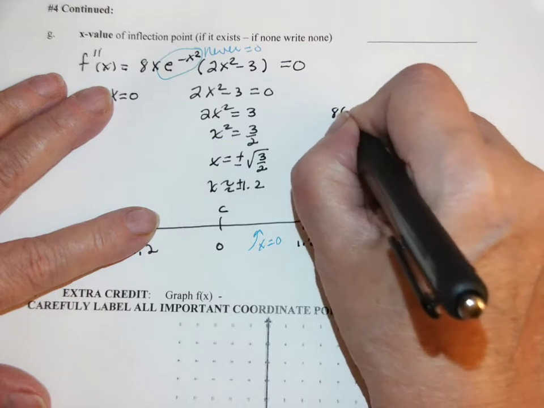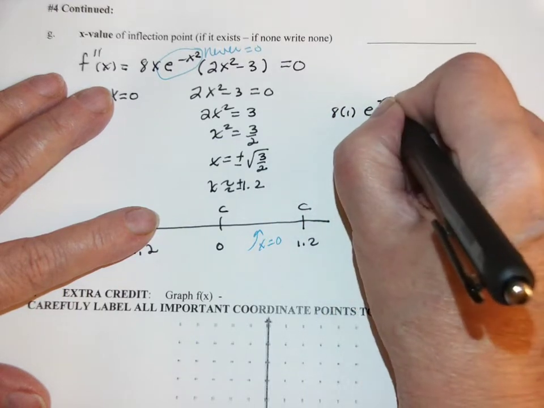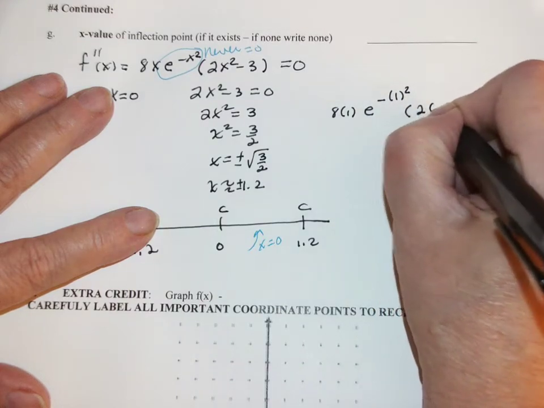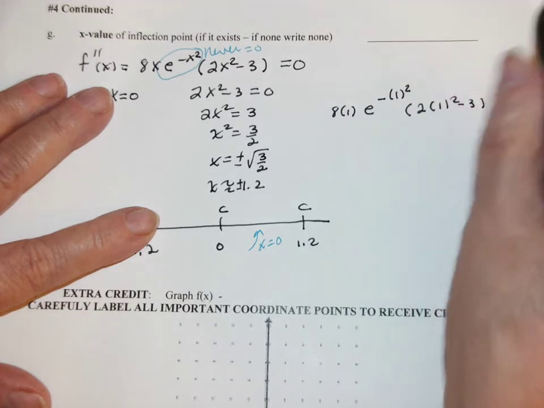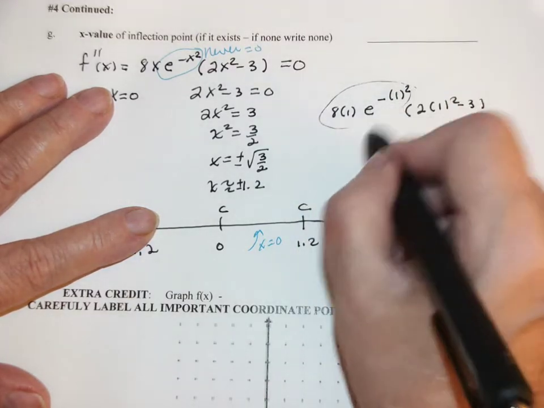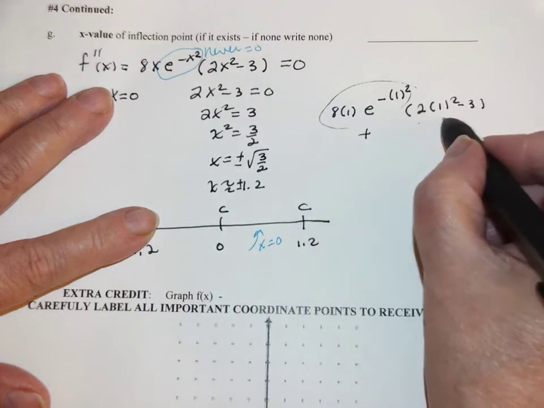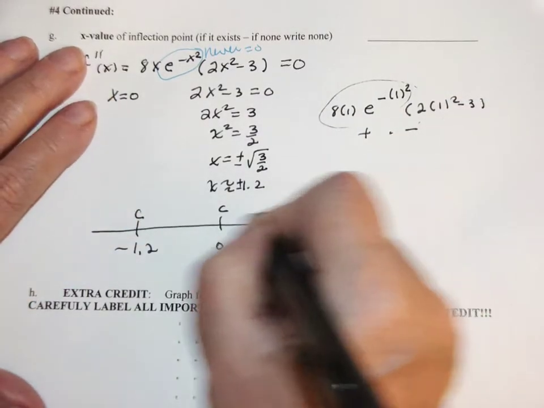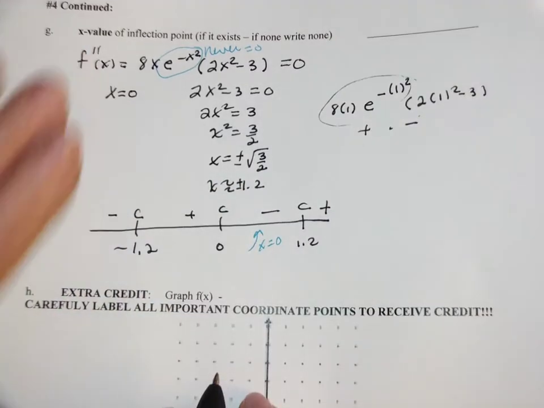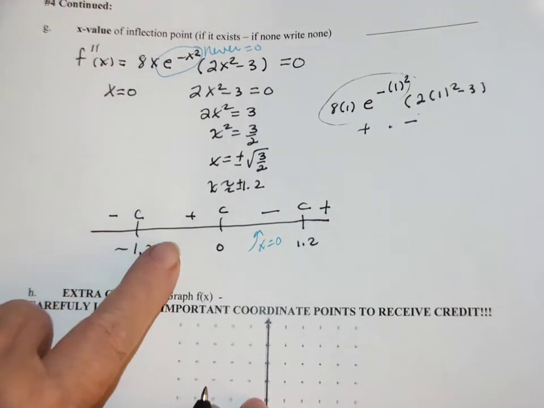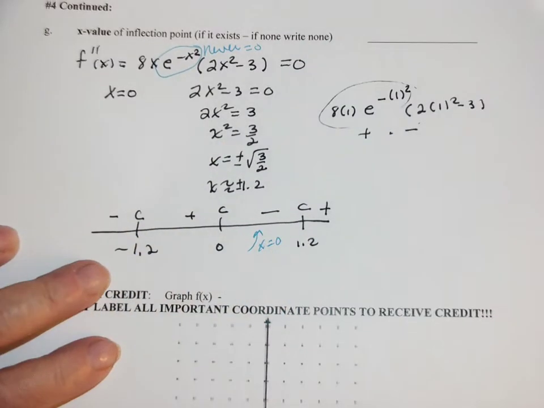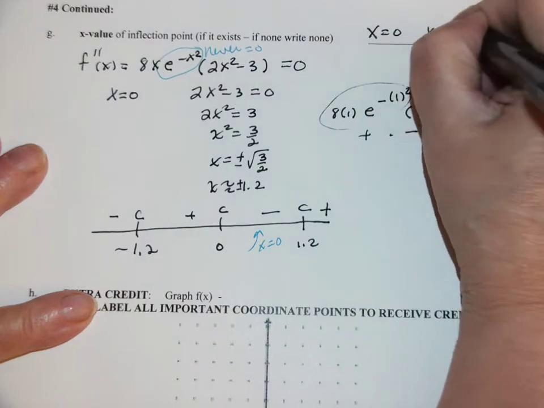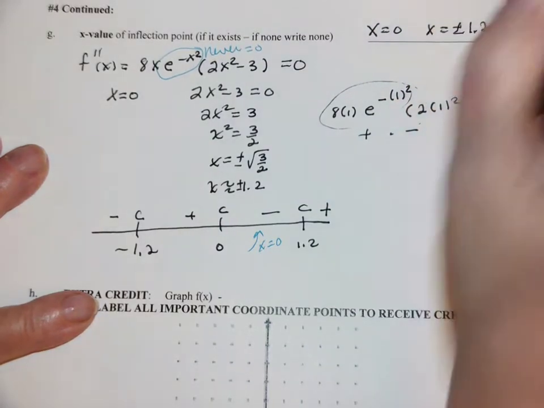So I'll have 8 times 1 times e to the minus 1 squared times 2 times 1 squared minus 3. Well, this whole thing is positive. 2 minus 3, that's negative. So the result here is negative, positive, positive, negative. Concave down, concave up, concave down, concave up. I have 3 inflection points: x equals 0, and x equals plus or minus 1.2.